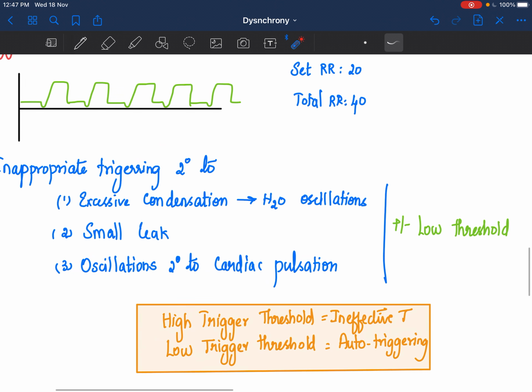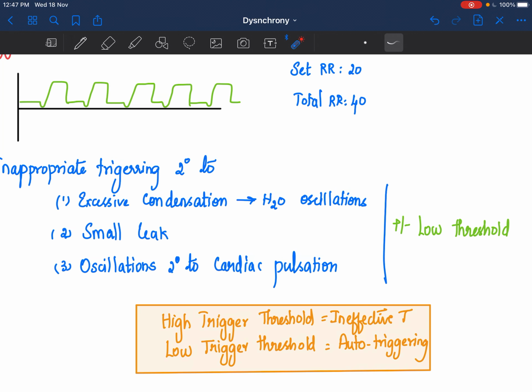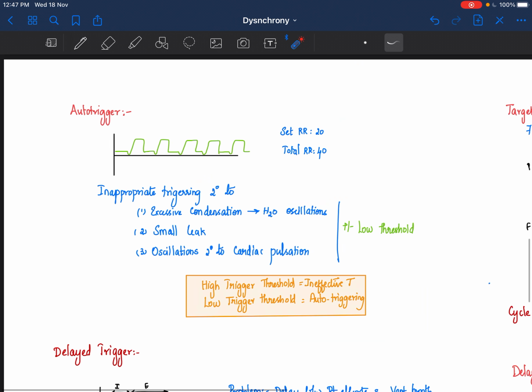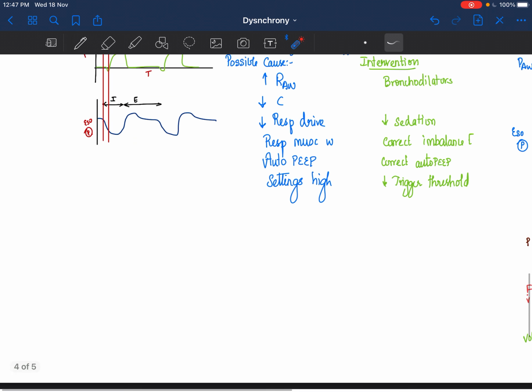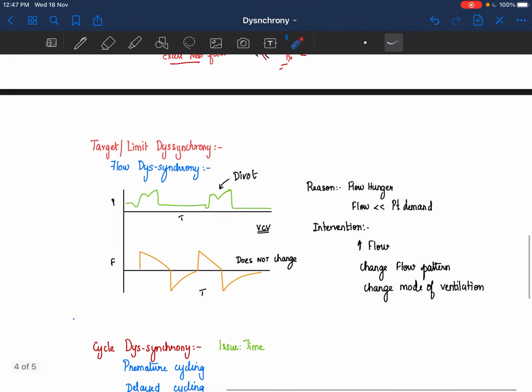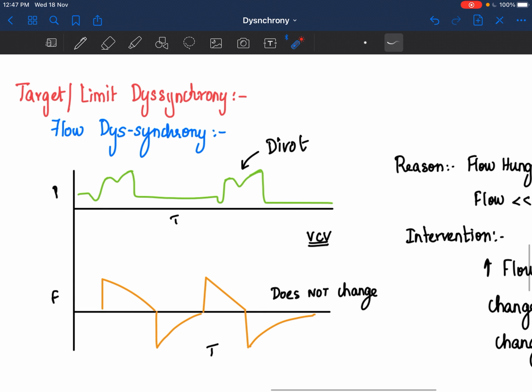Okay, so in these situations, try to find the cause and try to adjust your trigger settings. It's always a balance. If you set too high a threshold, then there's a chance that it will become ineffective triggering. If you set too low a threshold, then you end up with the problem of auto triggering. Double triggering I will discuss with cycling, and I will tell you why later. So now that we have completed the trigger problems, we will talk about target problems.